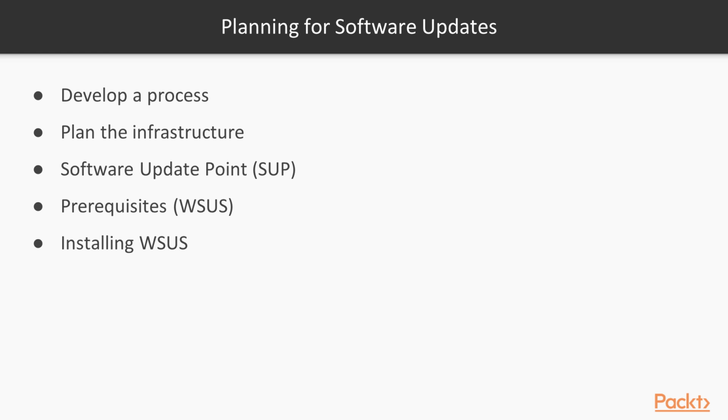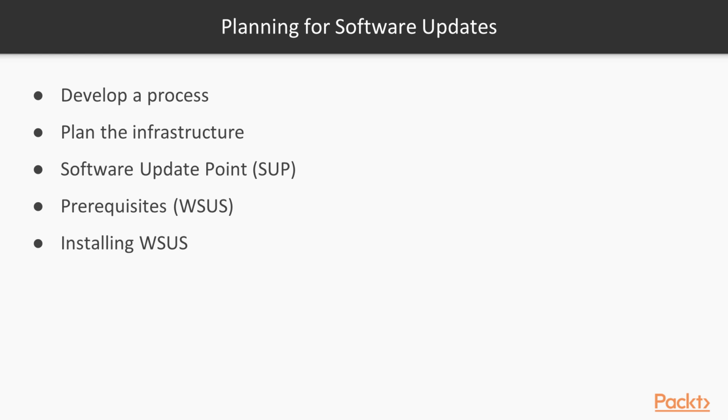A SUP can support up to 150,000 clients when installed on a dedicated machine, meeting the WSUS requirements to support that number of clients. It's important to remember that there's a limit of 1,000 software updates in a single software update group, or a SUG. We'll see how to use SUGs when we're creating a software update solution in a later video.